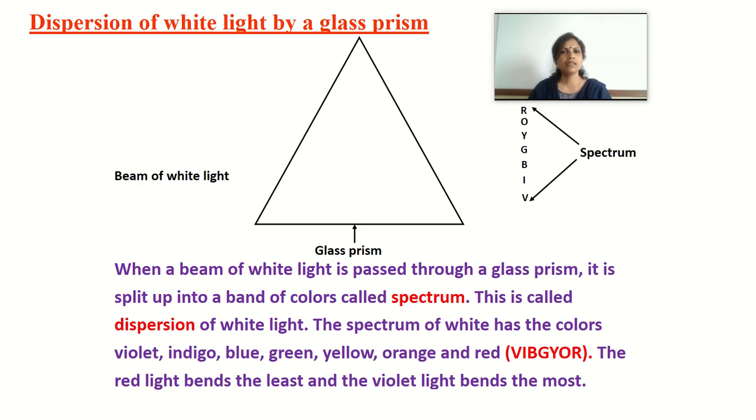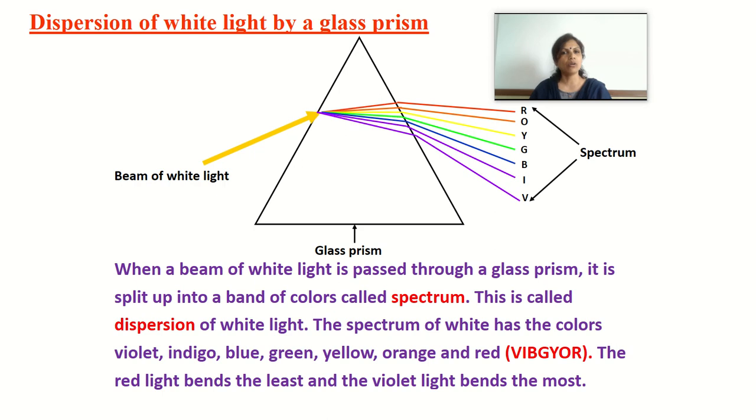This is a glass prism which is drawn by a triangle, and when a beam of white light falls on the refracting surface of the glass prism like this, it splits into 7 constituent colors. This phenomenon of splitting of white light into 7 constituent colors is called dispersion of white light. The band of 7 colors is called a spectrum.